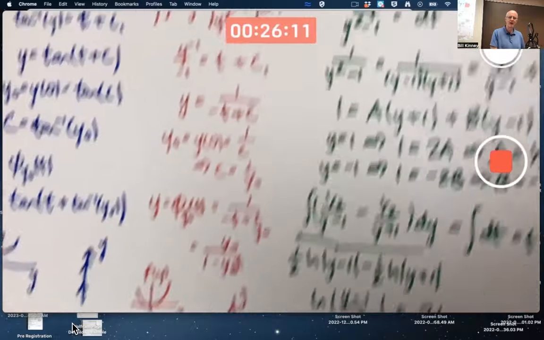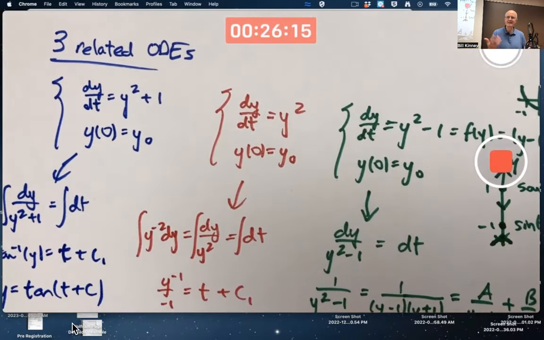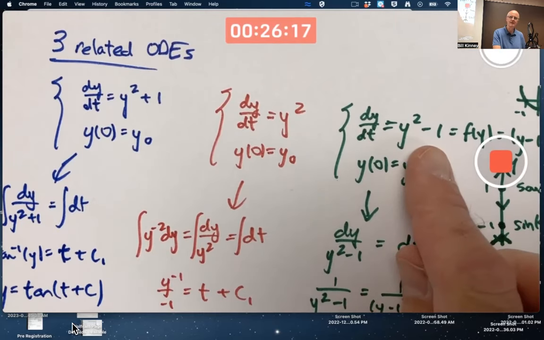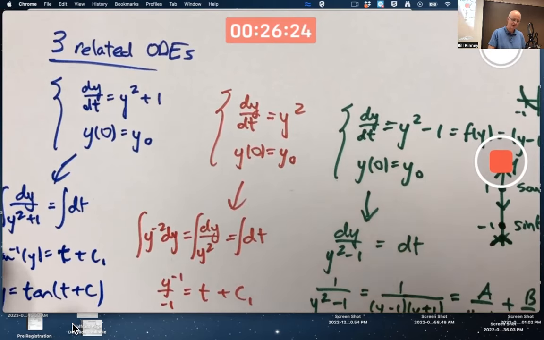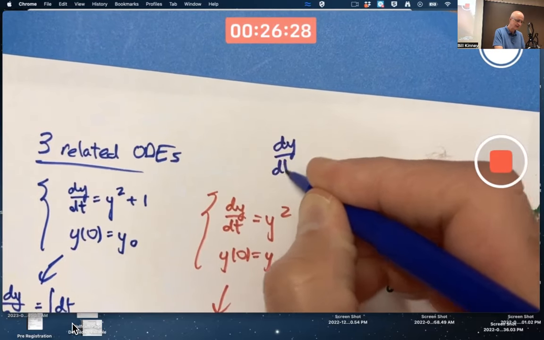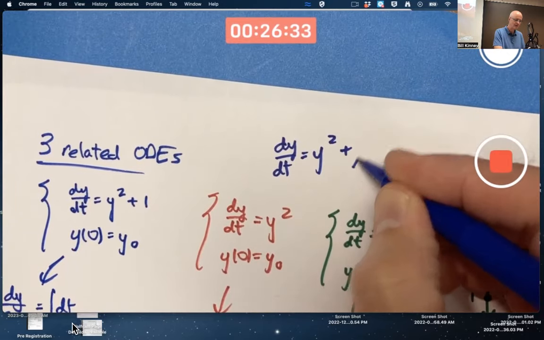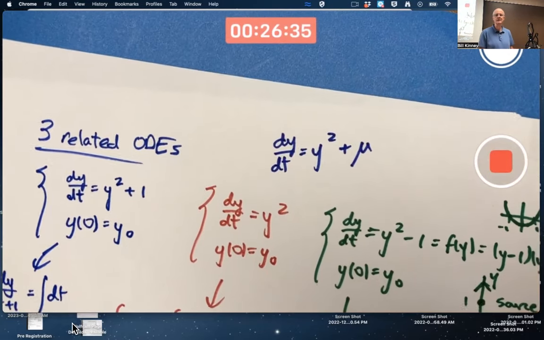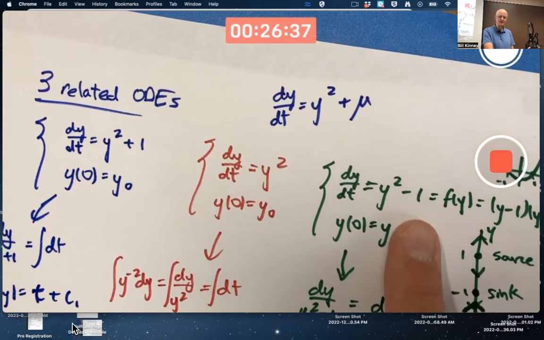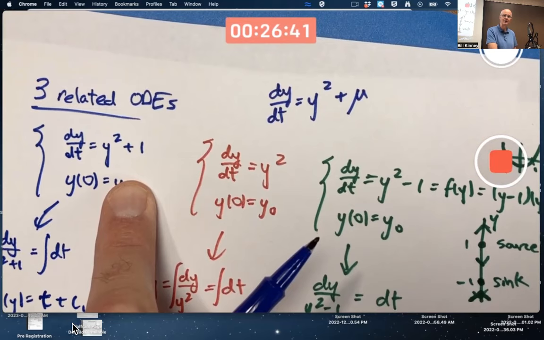So we're in a situation where these are related ODEs here. y squared plus something, plus or minus something. You can think of this as a plus if the constant that's being added is -1. All these ODEs are of the form dy/dt equals y squared plus something. I'm going to call this something mu because it's a common letter to use. In this case, mu is -1. In this case, mu is 0. In this case, mu is +1.